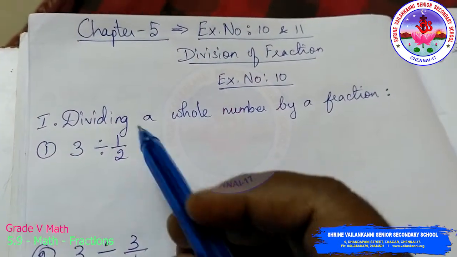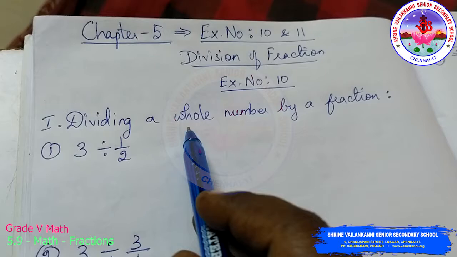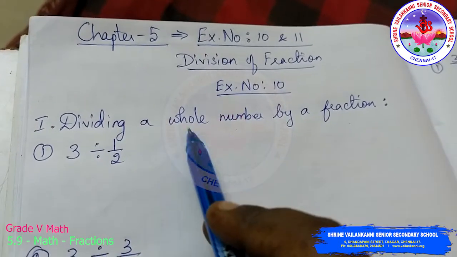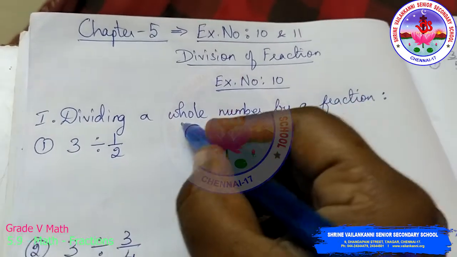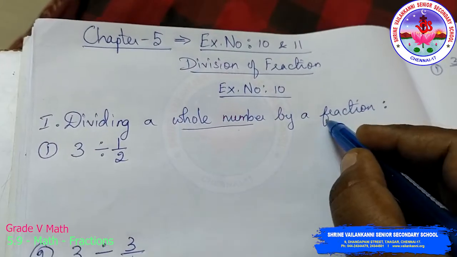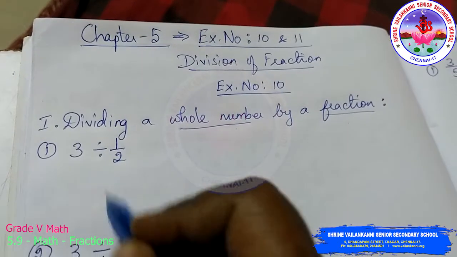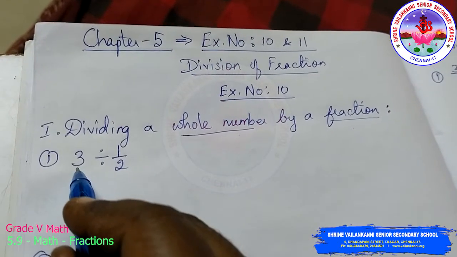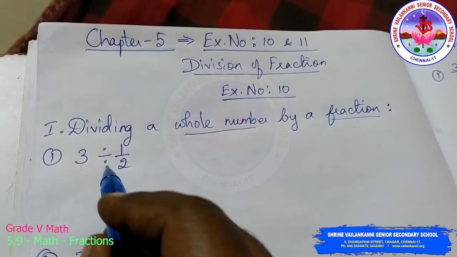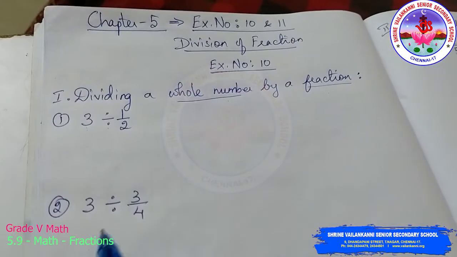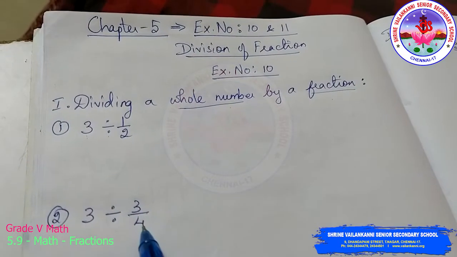In exercise 10 we have the concept of dividing a whole number by a fraction. That is, a whole number is divided by a fraction. For that I have shown two example sums. The first one is 3, a whole number, divided by 1 by 2 as a fraction, and one more sum, 3 divided by the fraction 3 by 4.